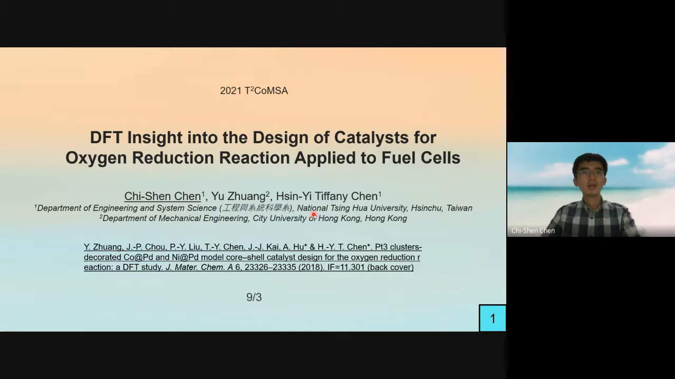The topic I want to present is DFT insight into the design of catalysts for oxygen reduction reaction applied to fuel cells. There are two parts. The first part is a work cooperated with City University of Hong Kong and published in JMCA this paper. And the second part is a work cooperated with National University of Singapore.